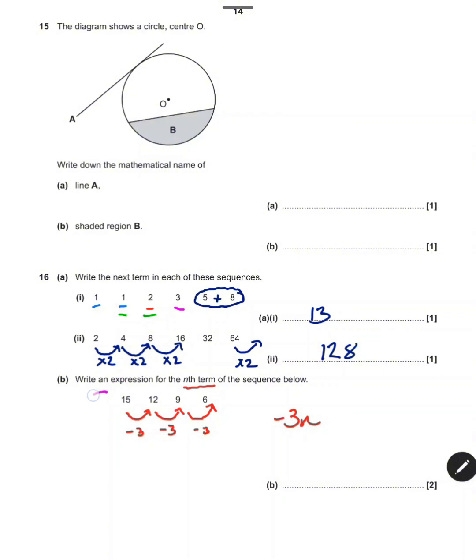And what we need to do is imagine there's another number there. What would this be? Well, if I come this way, I'm going to add 3. And 15 add 3 is 18. And there's your nth term expression for that sequence.